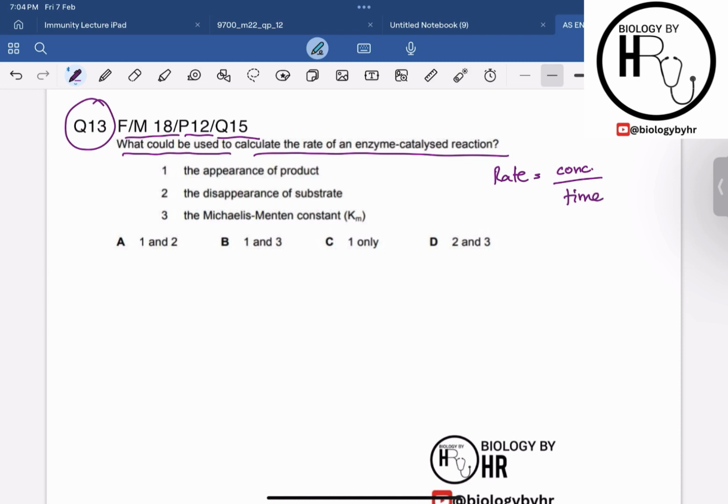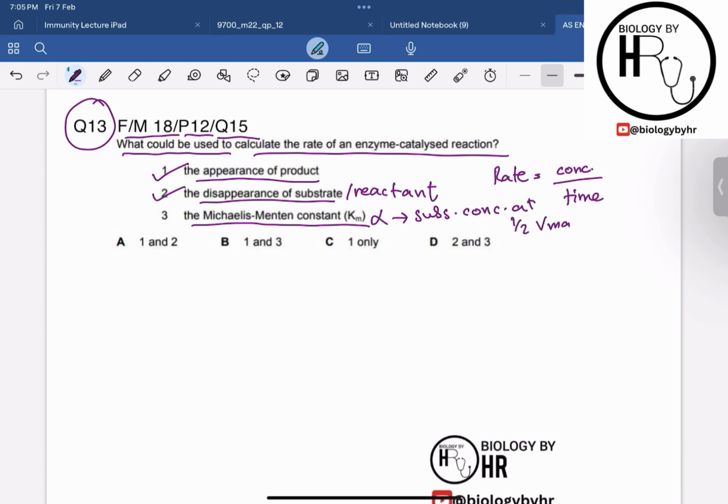So they are saying, what could be used to calculate the rate of the enzyme catalyzed reaction: the appearance of the product, the disappearance of the substrate, the Michaelis-Menten constant Km. The appearance of the product and the disappearance of the substrate, which is basically acting as a reactant, can be used to calculate the rate of the enzyme catalyzed reaction. However, the Michaelis-Menten constant cannot be used to calculate the rate because it is basically the substrate concentration at half Vmax. So it has no link with calculating the rate of the enzyme catalyzed reaction, right?